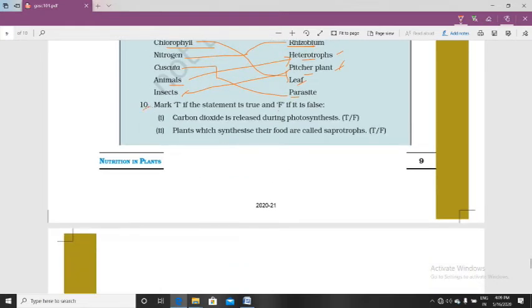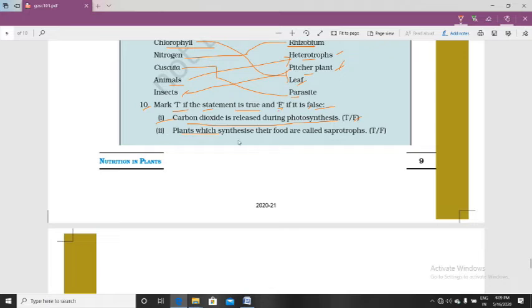Now question number 10. Mark T if the statement is true and F if it is false. Okay bachcho, if the statement is correct then put T, and if the statement is false then put F. Question 1. Carbon dioxide is released during photosynthesis. Remember bachcho, which gas is released during photosynthesis? That is oxygen. So this statement is false.